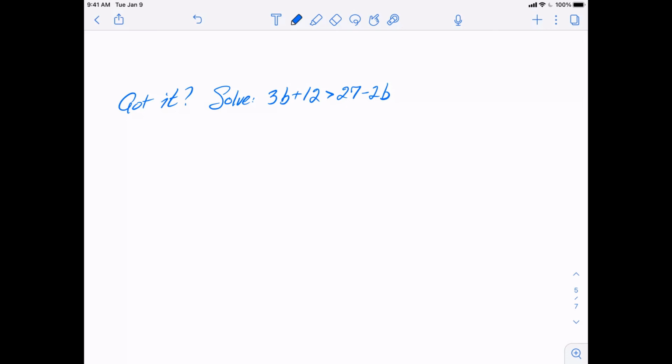Okay, to solve this inequality, we're going to start by adding 2b to each side. So 3b plus 2b is 5b plus 12 is greater than 27. We can subtract 12 from each side and get 5b is greater than 15. Divide by 5 and we get b is greater than 3. And I will leave it to you to check this inequality.